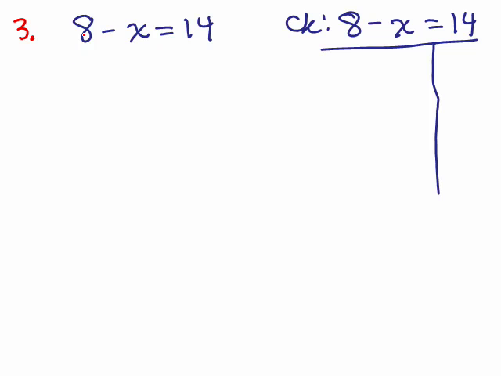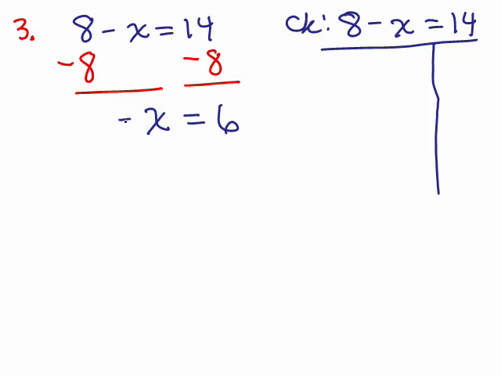So if I have plus 8 over here, I want to subtract 8 from both sides. But that doesn't mean I have x on this side. It means I have a minus sign in front of it. Negative x equals 6. So this is saying the opposite of the answer is 6.